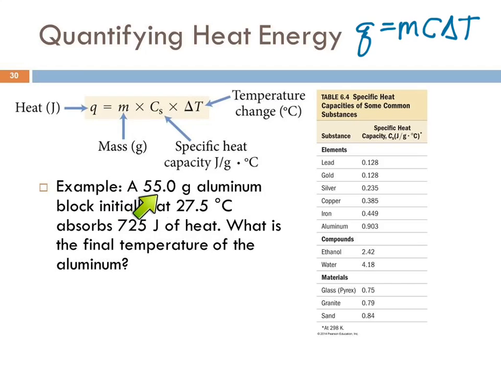A 55.0 gram aluminum block, initially at 27.5 degrees Celsius, absorbs 725 joules of heat. What's the final temperature of the aluminum? Well, we can use this equation to figure that out. 725 joules of heat, that's Q. So Q equals 725 joules. Q equals M. What's M? M is the mass. They give us the mass.